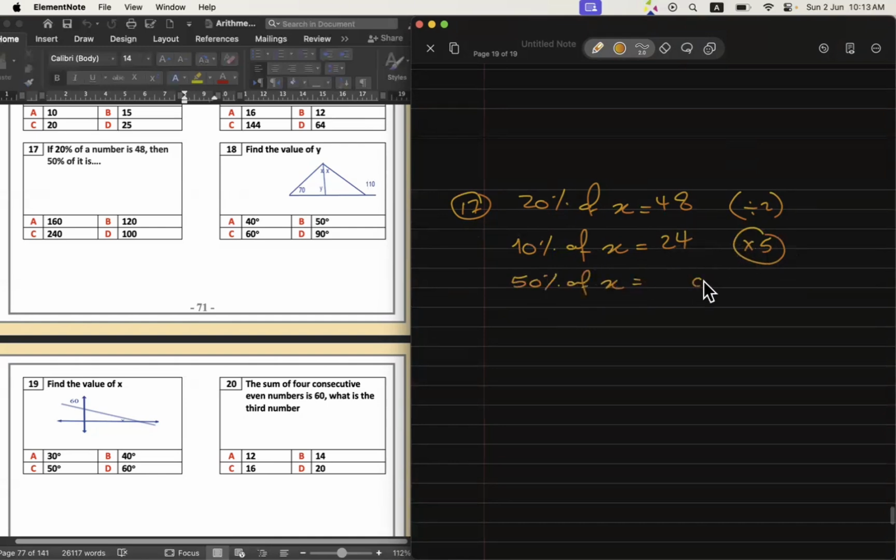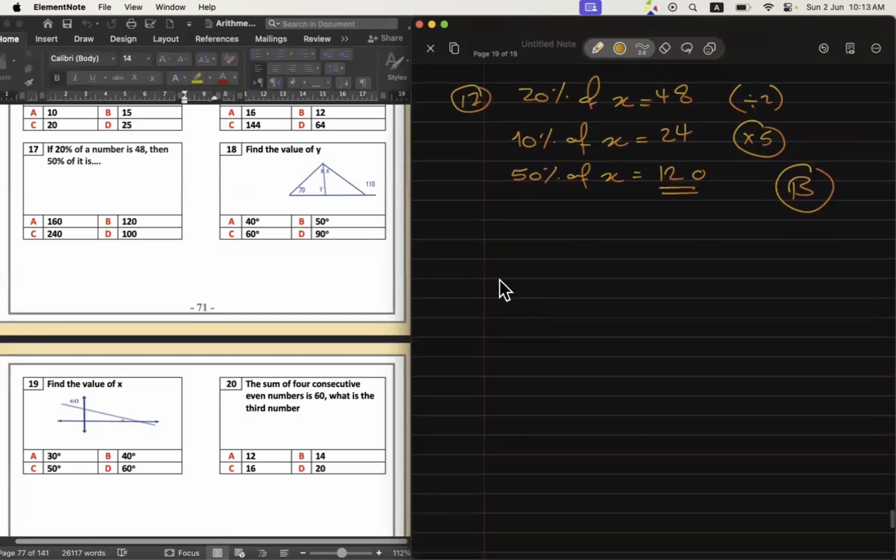4 times 5 is 20, write 0 and carry 2. 2 times 5 is 10, plus 2, which equals 12. So it equals 120. So the answer is 120, which is B. I prefer this method.